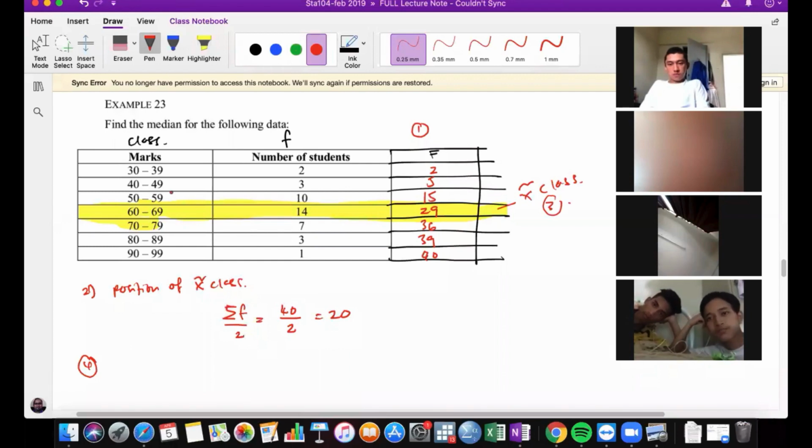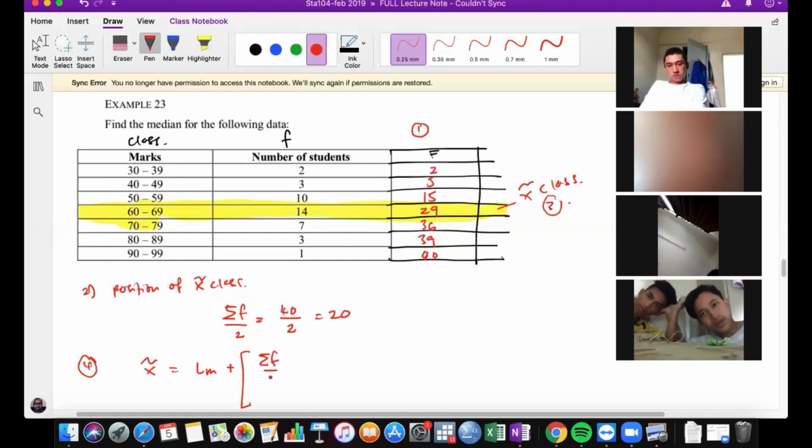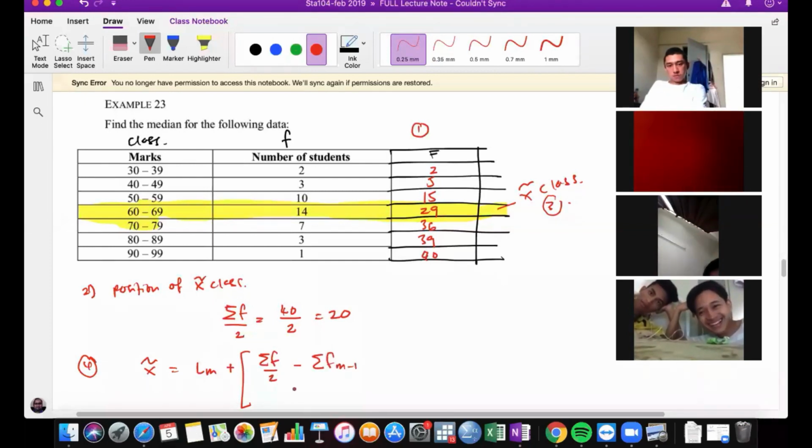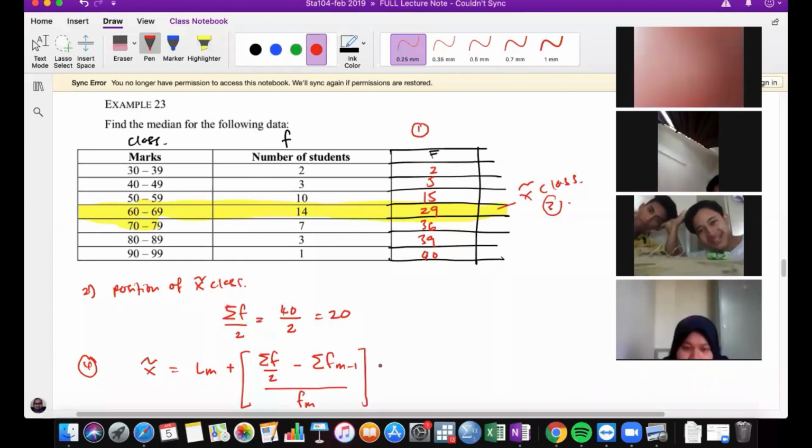Step number 4: if your class has no class size, we use this value. But in this case, we have a class size, 60 to 69. So we need to use the formula: lower class boundary of the median class plus summation of F divided by 2 minus summation of F m minus 1, divided by frequency of the median class, multiplied by the class size of the median class.